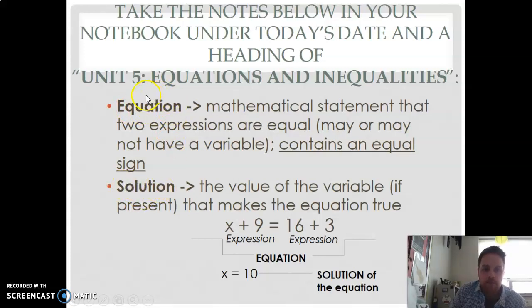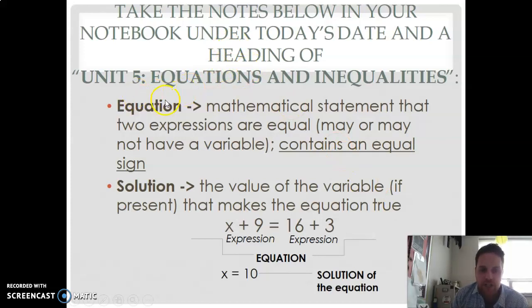So you can either pause this now and write these definitions or listen to me for a while and then pause it, but all of this needs to go in your notebook. So however you want to do it. I'd either pause it and write it or else listen and then pause and write it, okay? And think about what you're writing. So first thing is an equation.